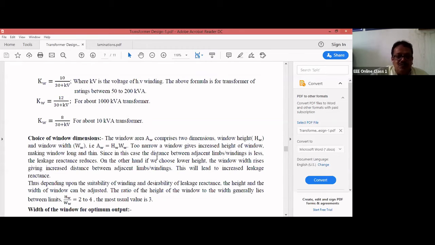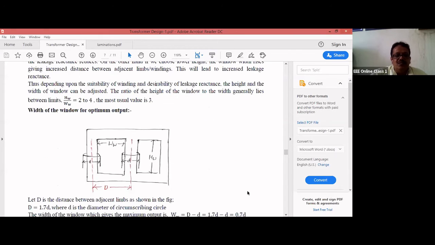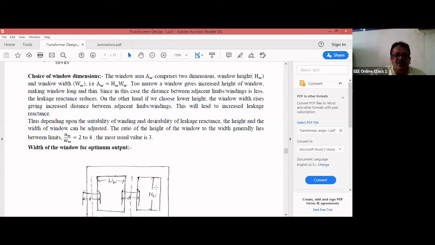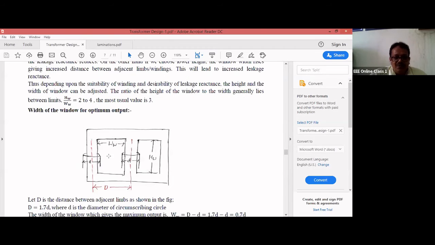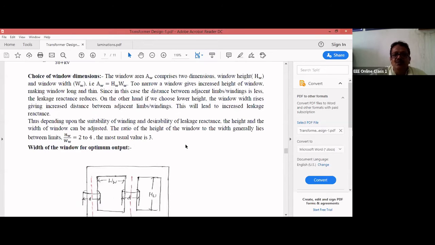Choice of window dimension. What should be the window dimension? We know the area of the window is nothing but the width of the window and the height of the window. If a window is too narrow, what will happen? The height of the window increases. If the window is too narrow, then the height of the window increases.